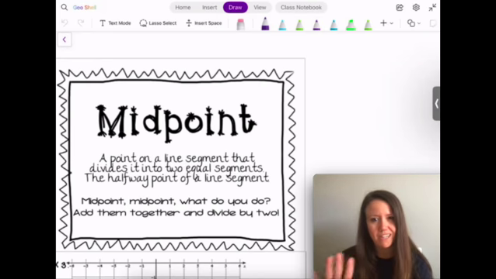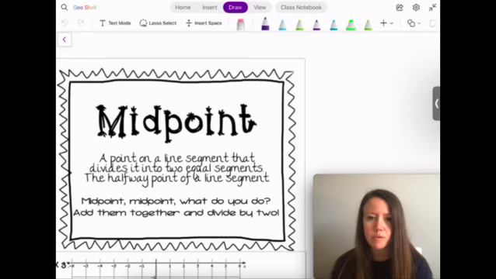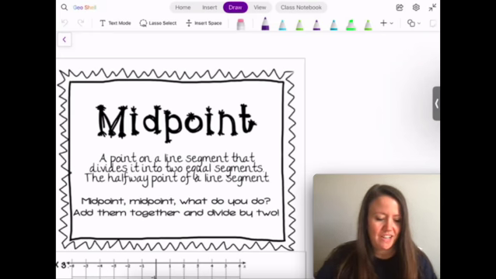Fun little song, not a singer, fair warning. But the little chant is midpoint, midpoint, what do? Add them together and divide by 2. Easy way to remember the formula. So if you want to sing that out loud, go ahead and do so now.